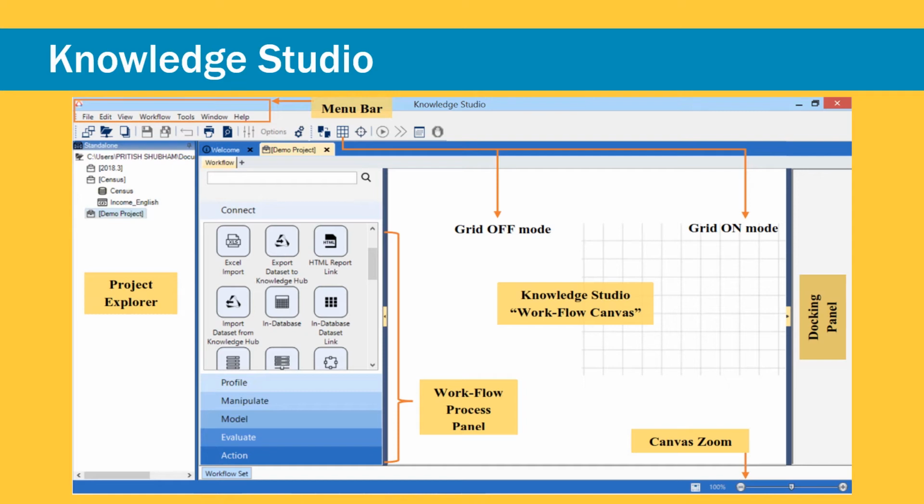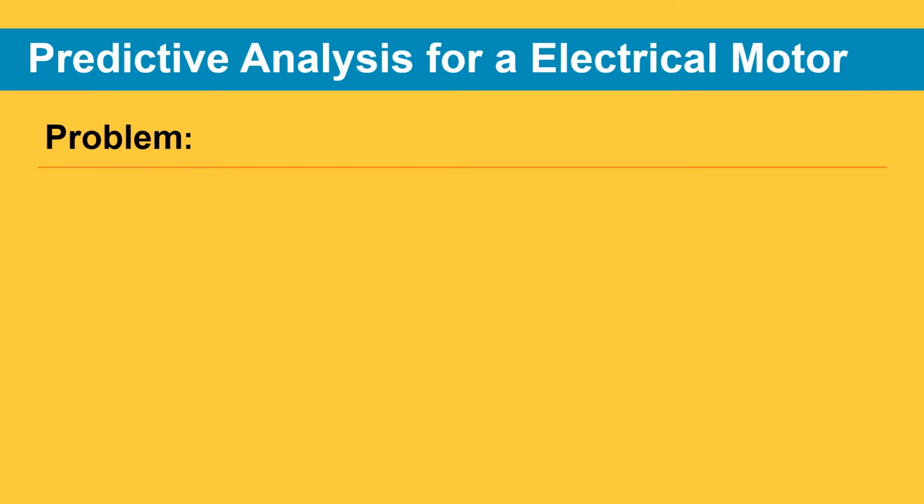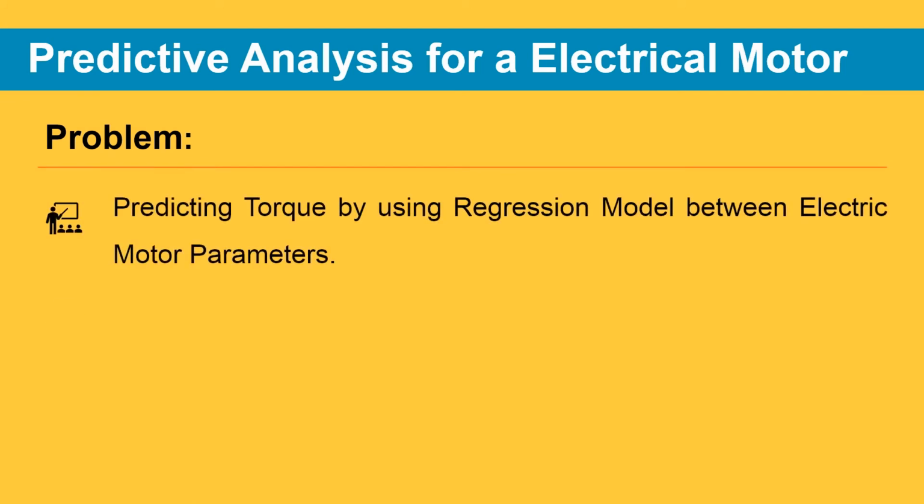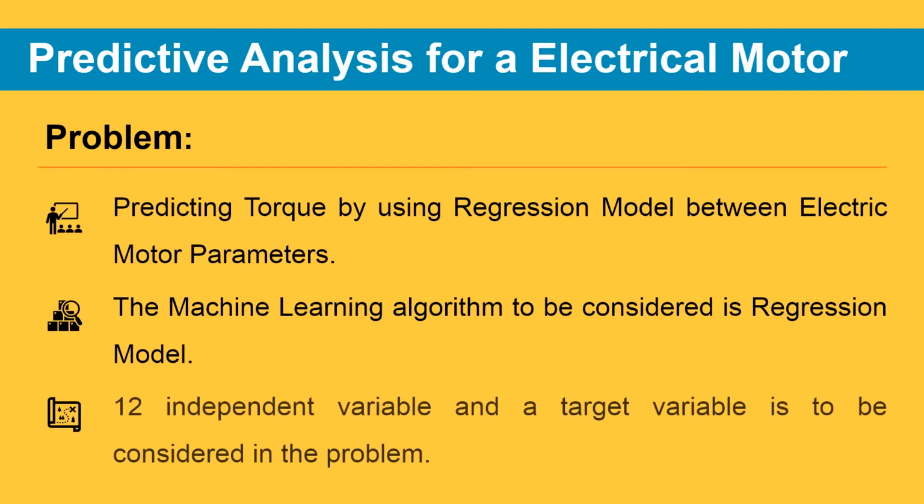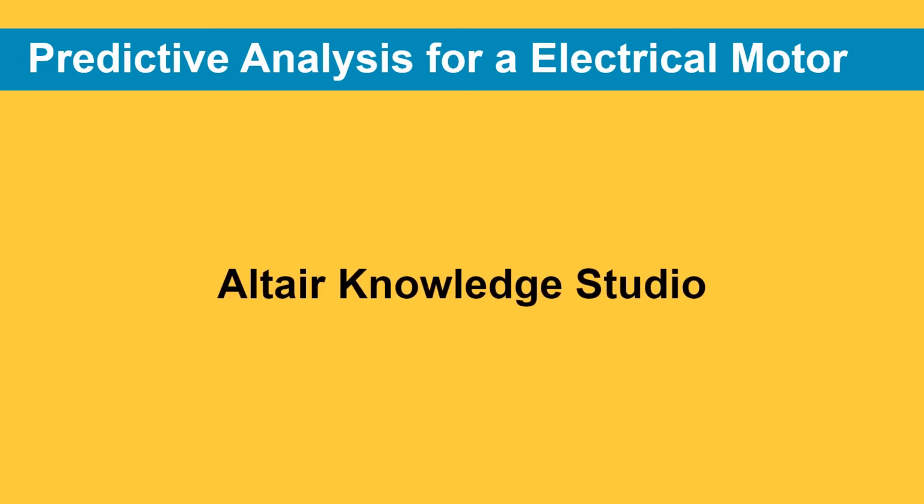Now let us consider real data obtained from the sensors of an electric motor and use Knowledge Studio for creating a machine learning predictive analysis. The problem is to predict torque by considering various parameters of the electric motor. The algorithm for this problem, which we will consider, is linear regression. 12 different variables are considered to correlate with the target variable, which is motor torque. So let us now explore Altair's Knowledge Studio software.